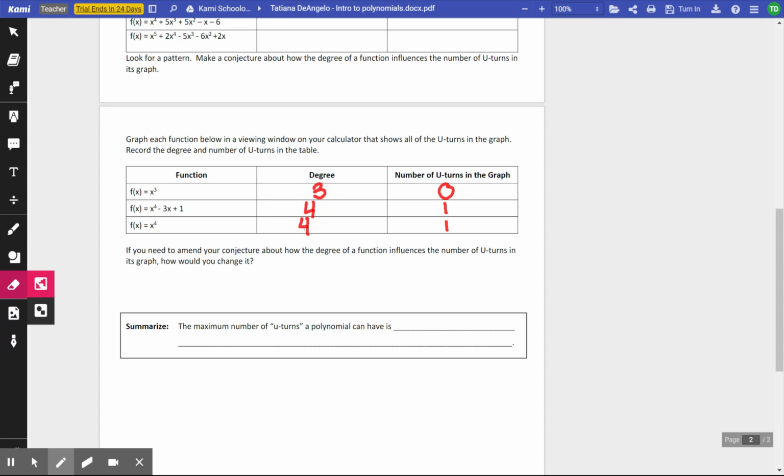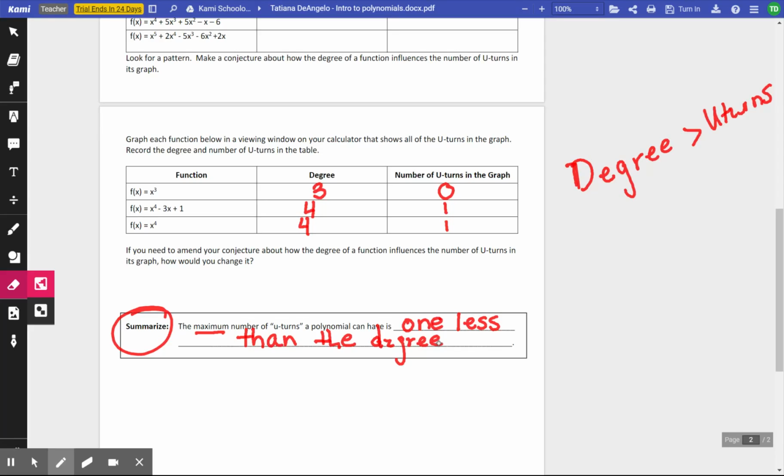So now I'm like, okay, well, before I said it was 1 less than the degree. And I'm looking at it, and 3 is still bigger than 0. 4 is still bigger than 1. So the degree is still bigger than the number of U-turns. So now it tells me to summarize right here. The maximum number of U-turns, and I think that's the key word here, the maximum number of U-turns a polynomial can have is 1 less than the degree. So that's very important. It's the maximum.